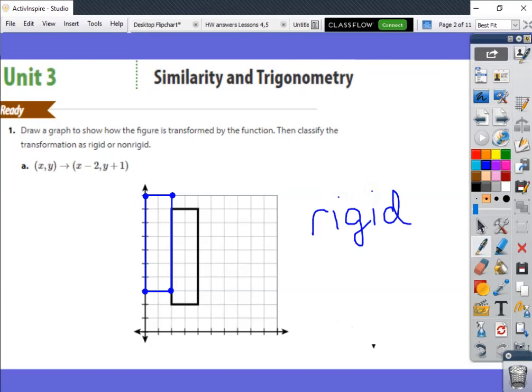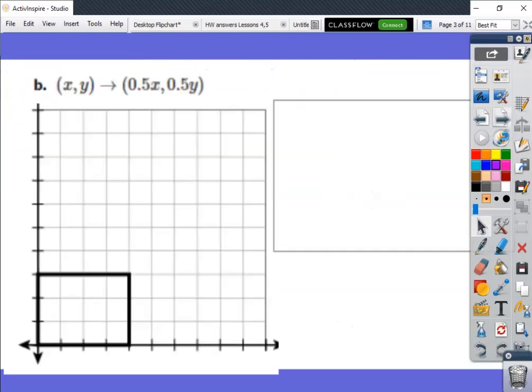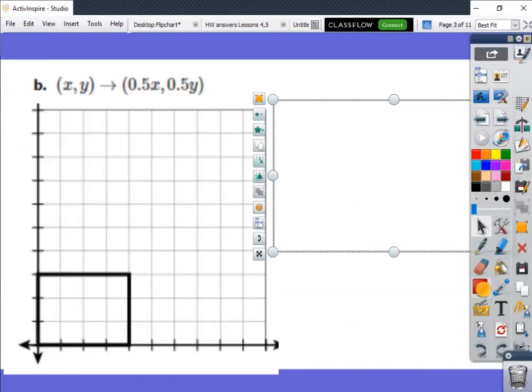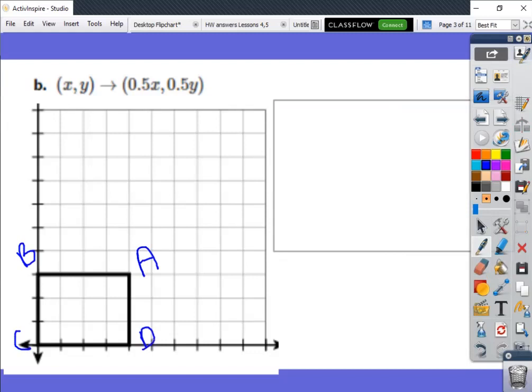Okay. Look at number 2. In number 2 here, I look at my notation. It says take each x value and multiply by 0.5. Take each y value and multiply by 0.5. So that's what I'm going to do here. First thing I did was I went ahead and labeled the vertices so I know which ones are which. Okay, so I labeled this corner here A, this corner here B, this corner here C, and this vertex here D.